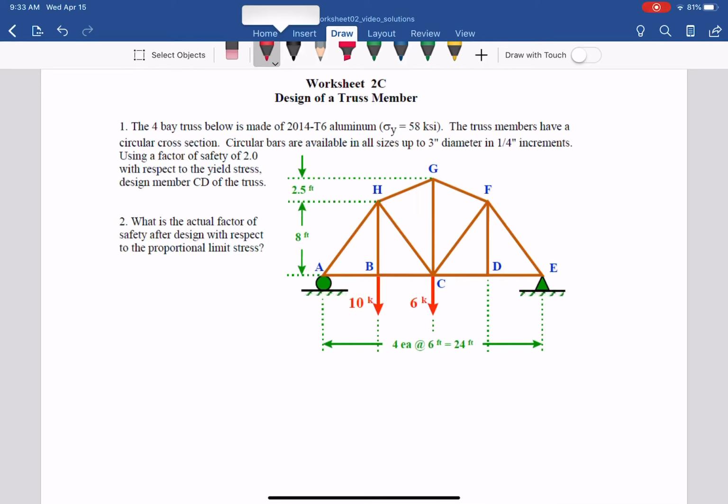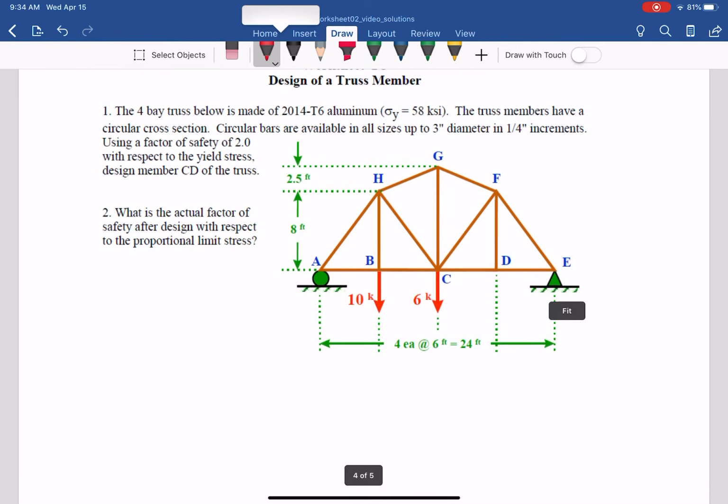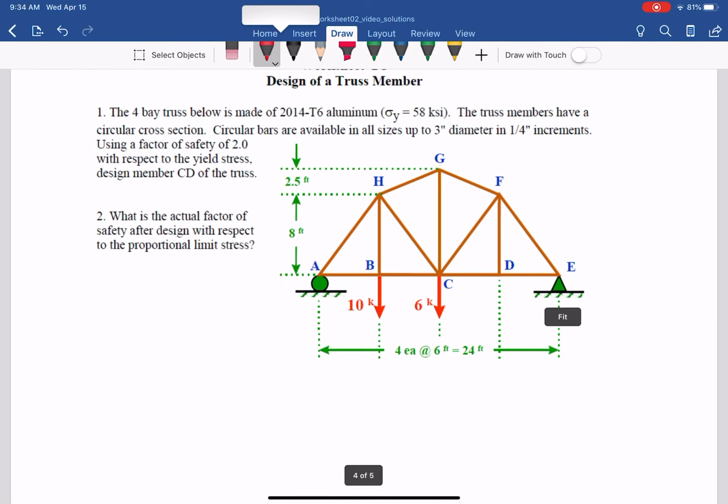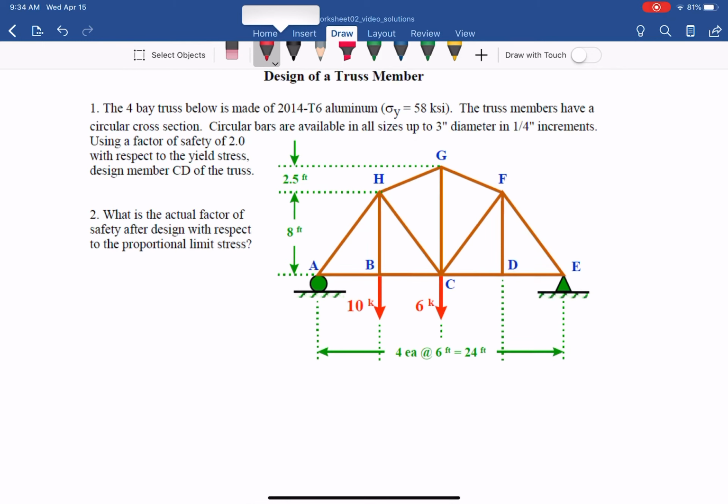Worksheet to see the design of a truss member, so also the concept of design. The 4-bay truss below: 4-bay is the base, as you can see, 6 feet by 4 is a 24 feet span. It is made of aluminum 2014-T6, and they give us the normal yield stress, so this is the sigma failure.